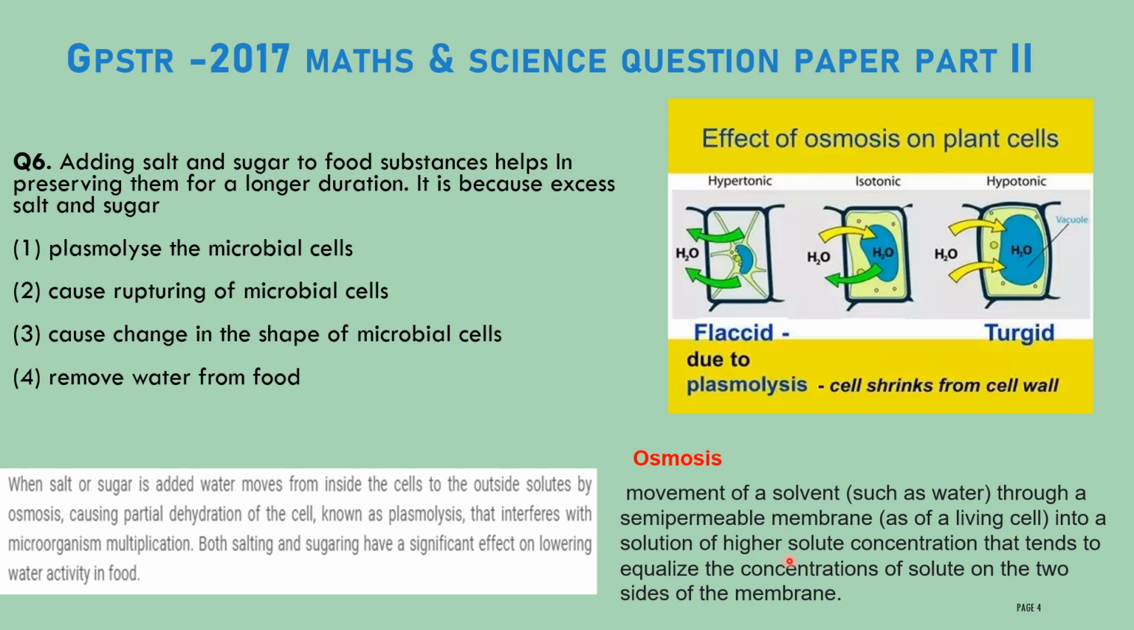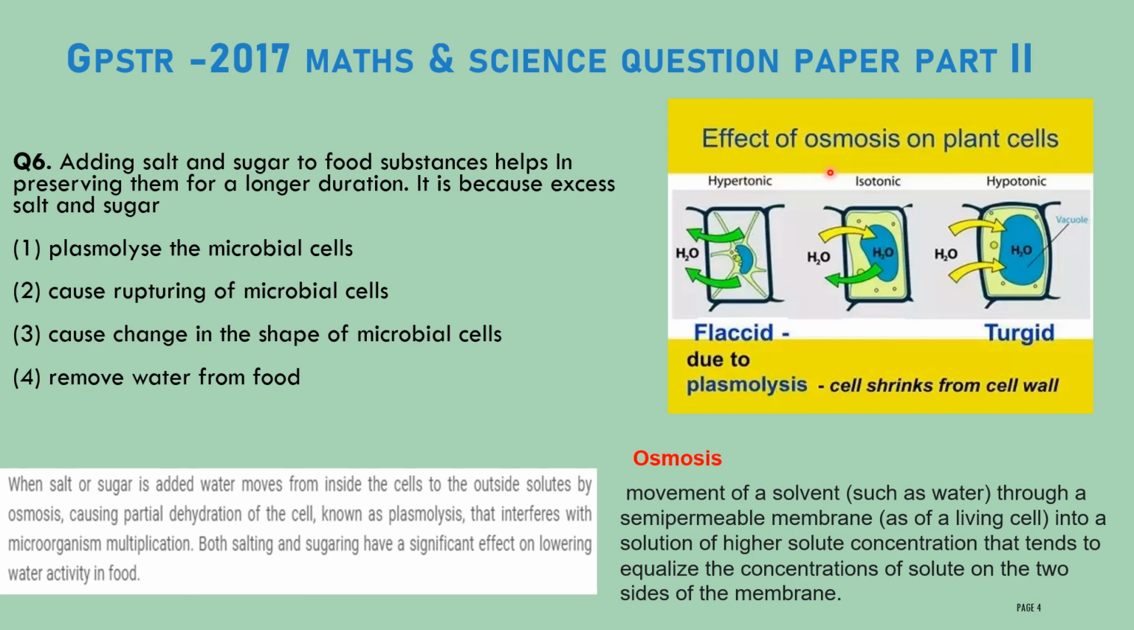Then up to what extent, up to what limit will it move? It moves until the concentration of solute is equalized on the two sides of the membrane. Osmosis is nothing but the movement from a higher concentration to a lower concentration solute. It will take place until both sides of the membrane get equal concentration of the solute.